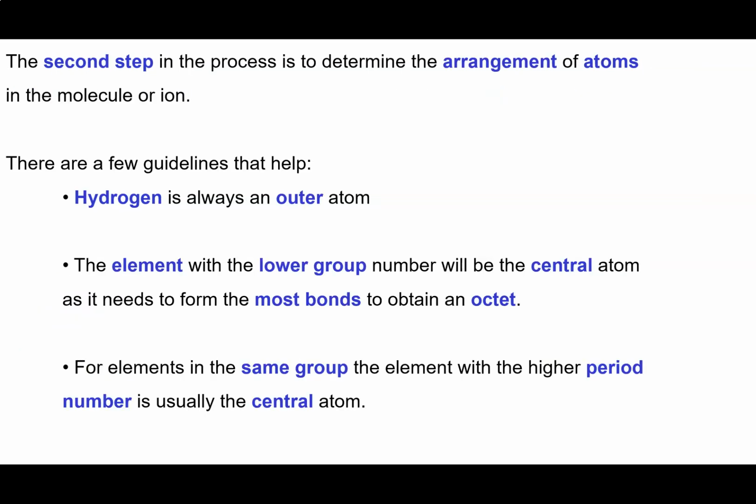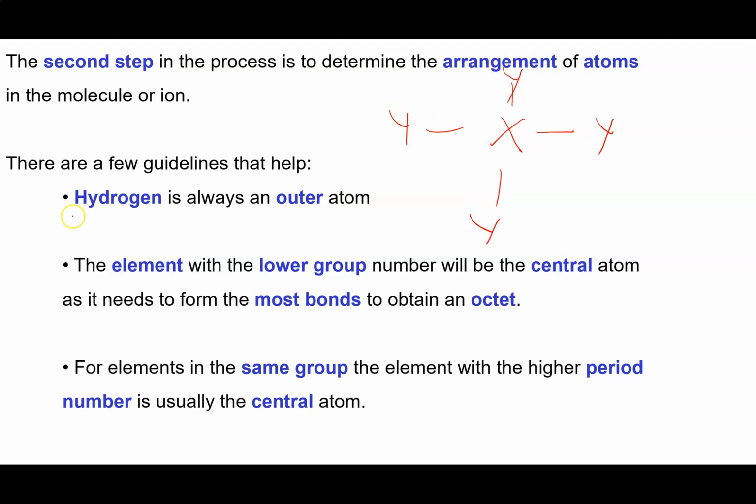Okay, so the second step is to decide the arrangement of atoms in space, how they're going to be connected to one another. And for us, what we're always going to have is one central atom, and then the other atoms are going to be connected to that. So there are a few guidelines that can help. We're going to have the one central atom and then up to 4 outer atoms.